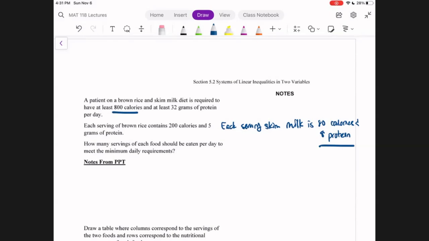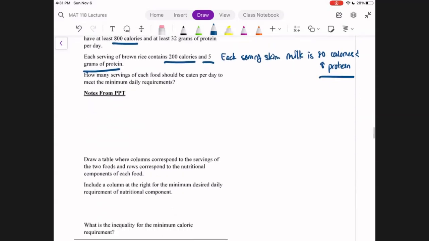Or if you just want to eat rice, you could do 4 servings of rice. That'll give you enough calories, but it won't give you enough protein, right? So remember, when you do these inequalities and you're looking at the solution set, there are many different answers. So how many servings of each food should be eaten? There's a myriad of answers. There's so many that you can think of, right?